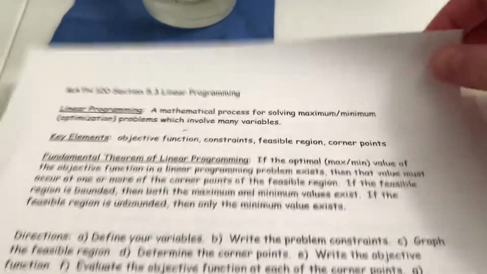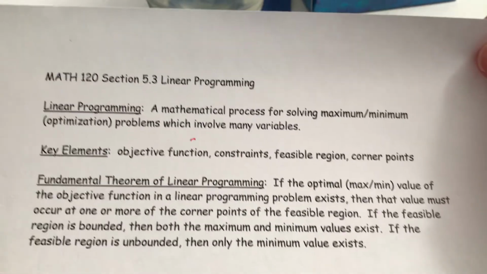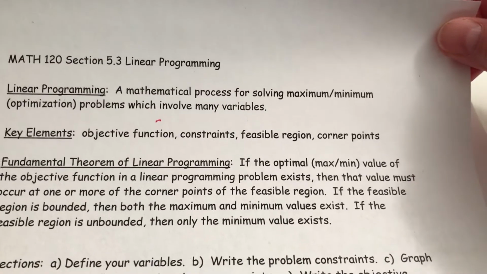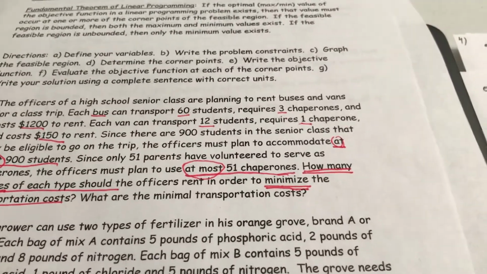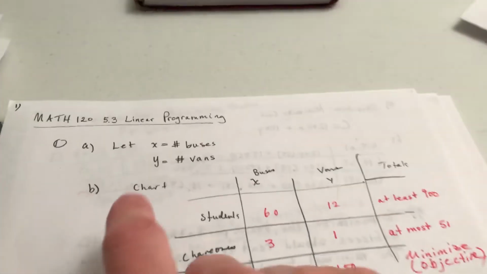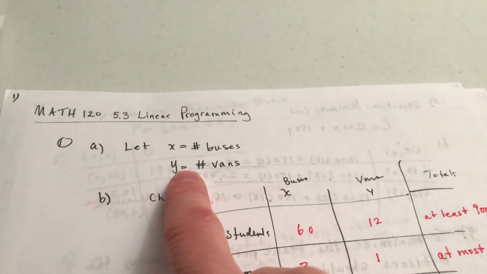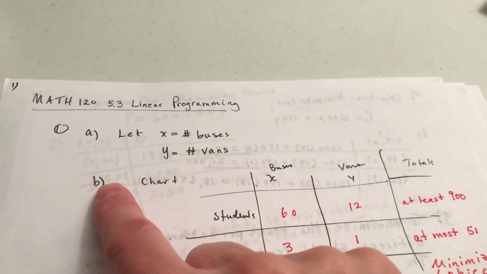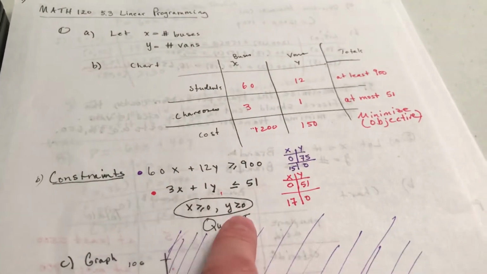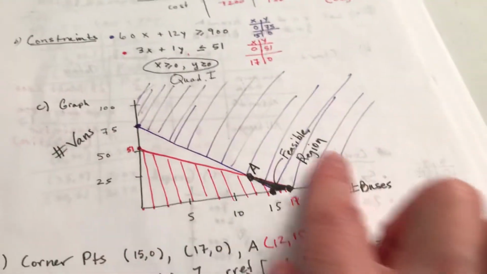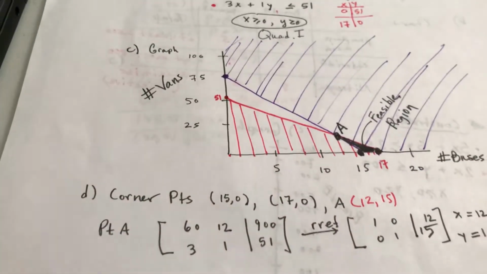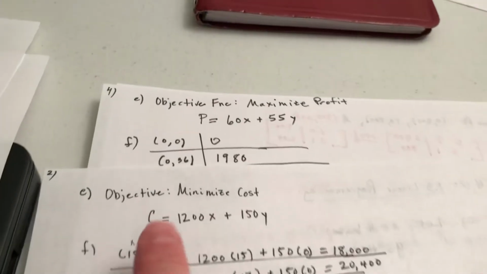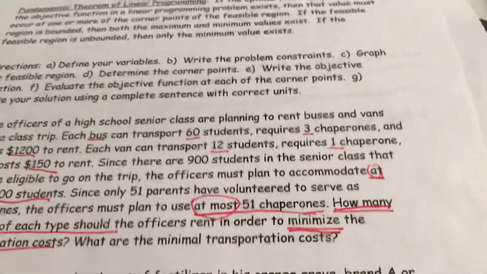So where are we? We are on section 5.3, linear programming. And we were looking at number 1. And we've done 1A. You are looking at defining your variables. B, the constraints. C, the graph. D, the 3 corner points. And now we're looking for the objective function. Objective. Let's take a look here.